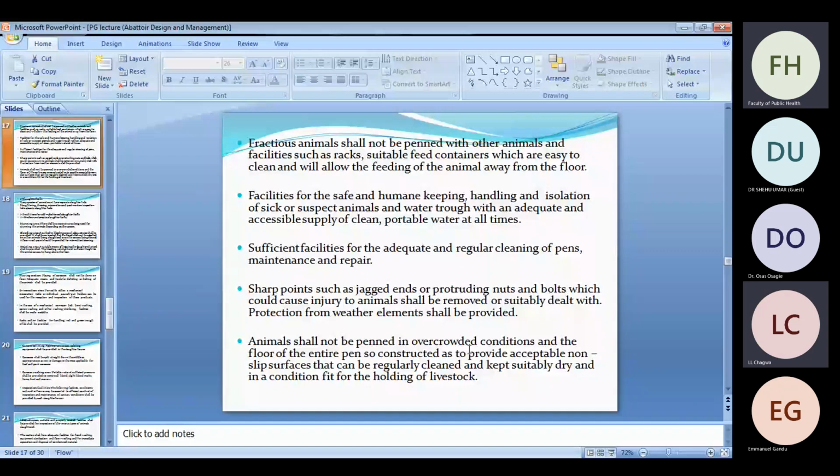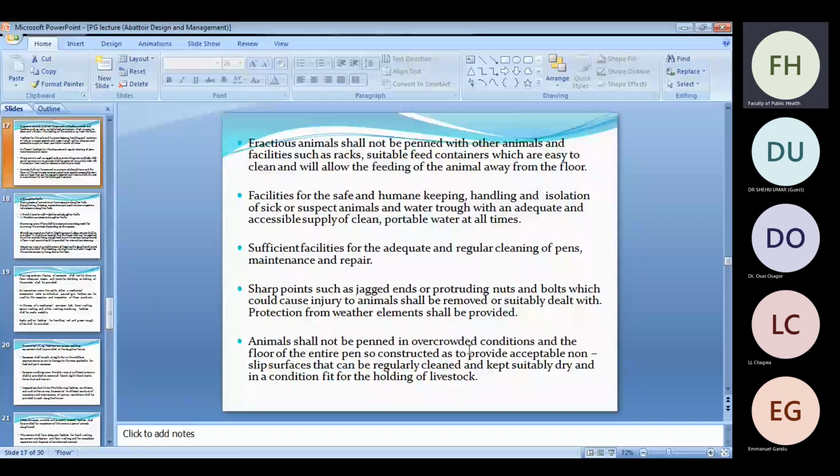Animals shall not be paired with other animals. These animals get irritated very easily. In order to avoid the issue of fracture, stable feed containers should be provided, and they should be easy to clean to allow adequate feeding of animals.